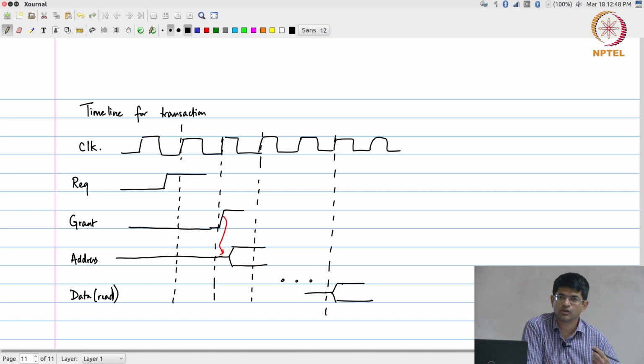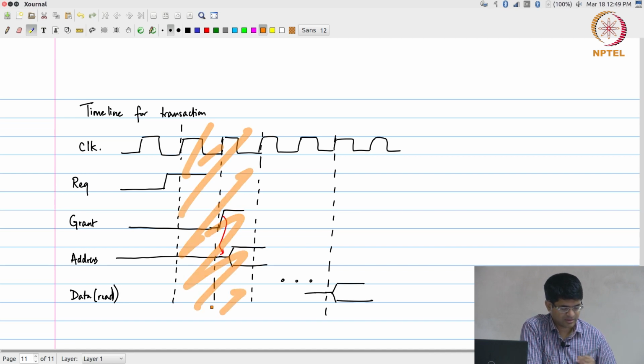This is an example of one read transaction from a module like a memory block, right. So, the master would put out a request, one cycle later it would get a grant, then it would put out an address, a few cycles later it would get back the data. This part that you see over here essentially is handshaking overhead. Or arbitration overhead. Okay. Why are we calling it overhead?